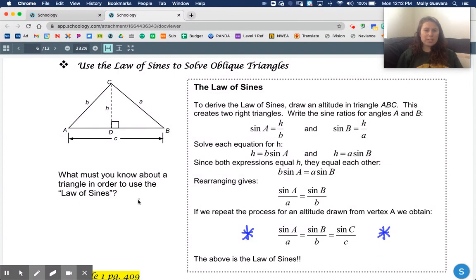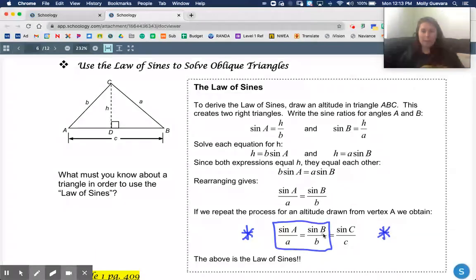And then this question here on the left just says, what must you know about a triangle in order to use the law of sines? Well, let's just say that I know A and B. Let's say I'm using this one. Okay. So I would have to know 3 out of 4 of these pieces in order to be able to do law of sines.